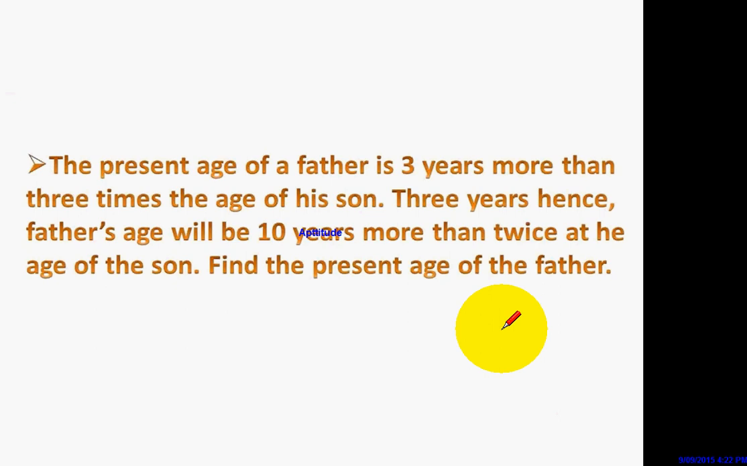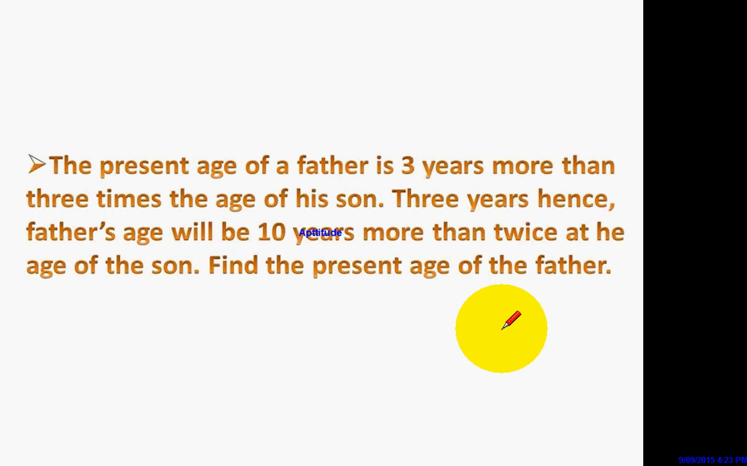3 years more than 3 times the age of his son. There are 2 twists given in the first statement itself. Next, 3 years hence. See, hence means after. 3 years hence, father's age will be 10 years more than twice the age of his son. Find the present age of the father, right?